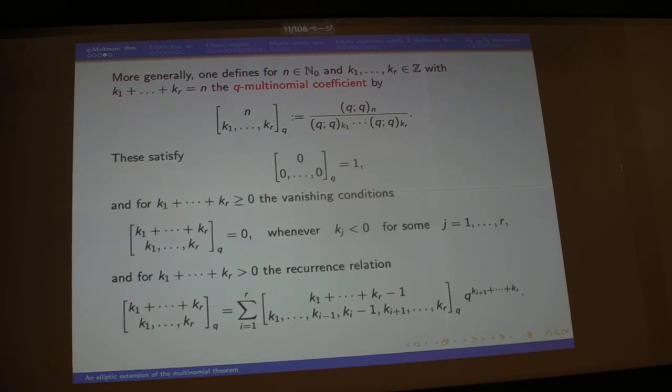It's again a polynomial in Q actually, with non-negative integer coefficients, which can be easily seen by checking that this Q multinomial coefficient satisfies this recursion. So everything is Q positive. Again, it's a Q Pascal, not triangle, but tetrahedron or multi-tetrahedron. This recursion could be checked by using the definition and using partial fraction decomposition. That is one way, but you will see that in the elliptic case.